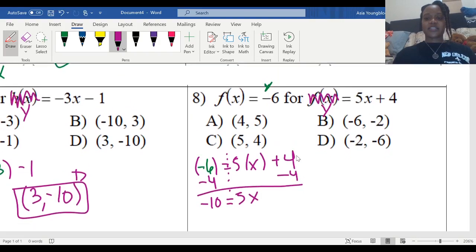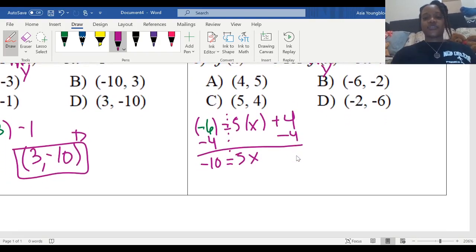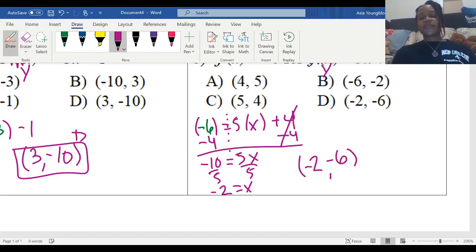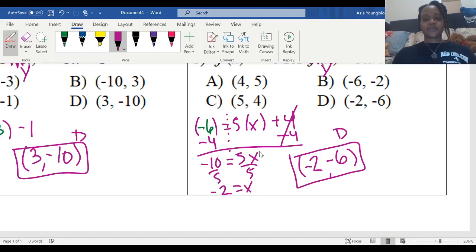Verify that that 5 is positive. Yes. And then 4 minus 4 is 0, so this cancels. Last step is to divide both sides by 5. So we get negative 2 equals x, and our final answer is going to be written as an ordered pair. Our x value, which is negative 2, our y value, which is negative 6. And that means that the answer for this one is going to be B. Negative 2, negative 6.